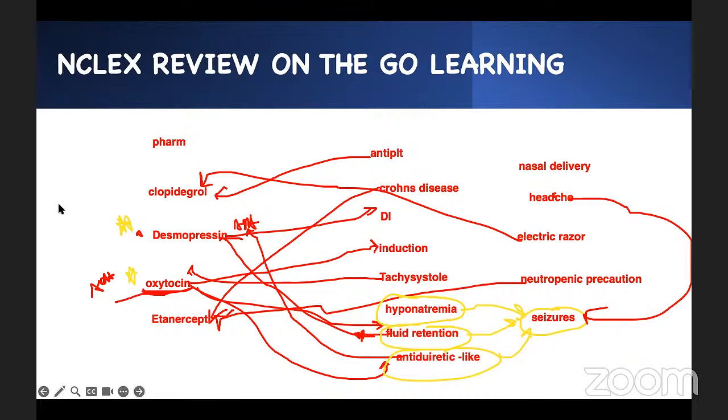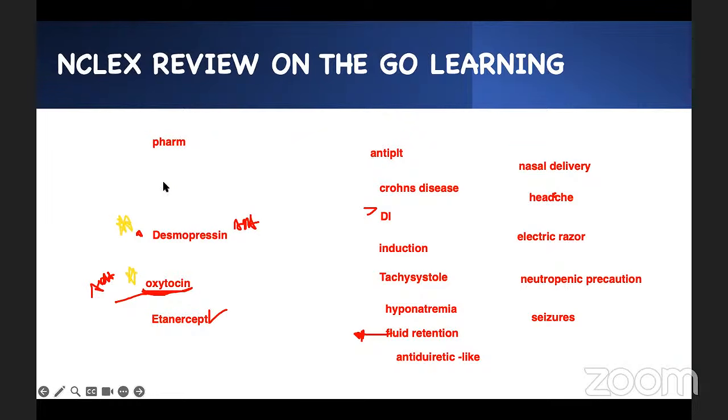The only thing that is delivered nasally is desmopressin. So desmopressin will go all the way here and come like that. I know it looked busy, but I've given you side effects of that medication. So clopidogrel, if you take clopidogrel and you circle it, it's an antiplatelet. Antiplatelet is going to bleed, so electric razor, right?